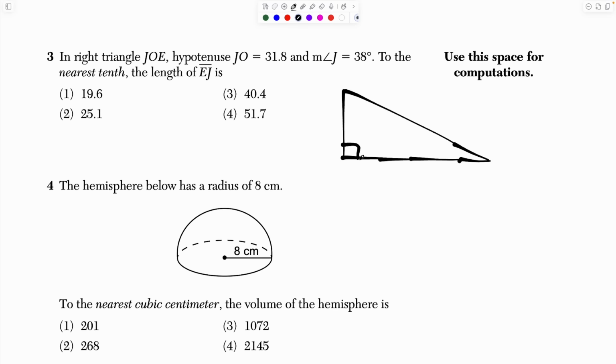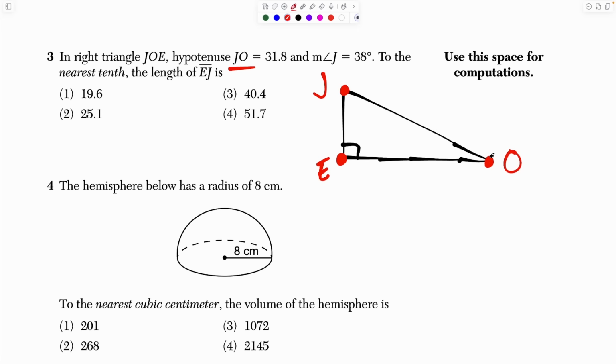And I'm just going to make sure here that everything matches up. So we have right triangle JOE, but the hypotenuse has to be labeled JO. So I'm going to put J over here and I'll put O over here, which tells us that E is where the right angle is located. Okay, so the hypotenuse has to be across from the right angle. That's how we know to put JO over here.